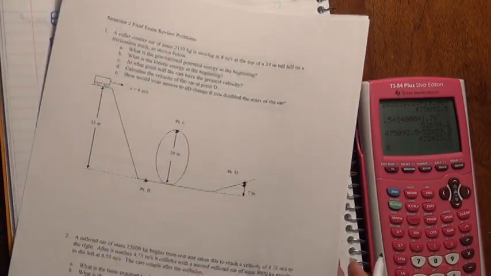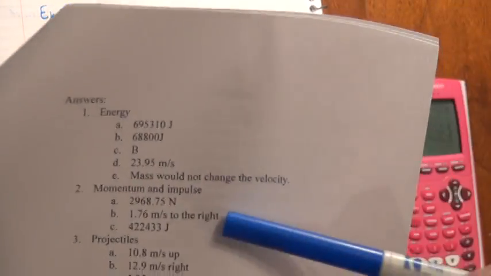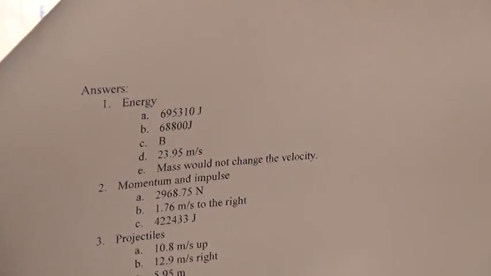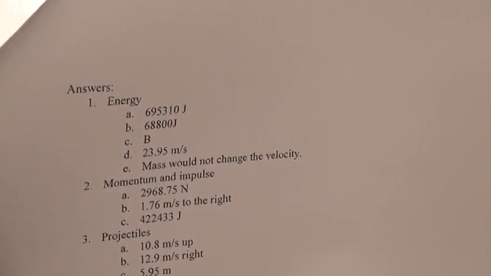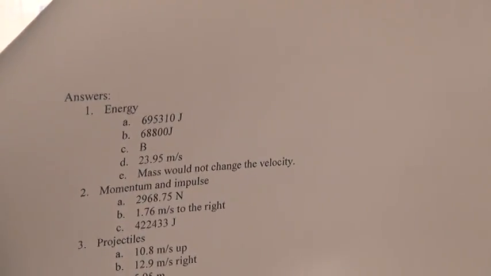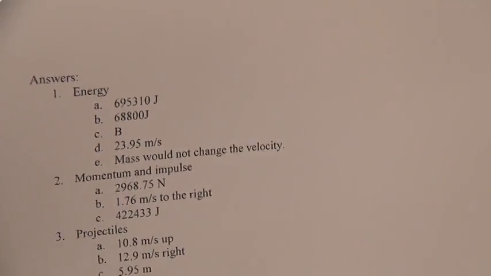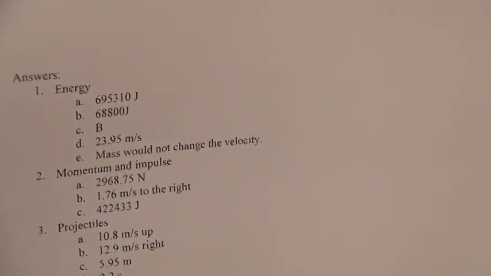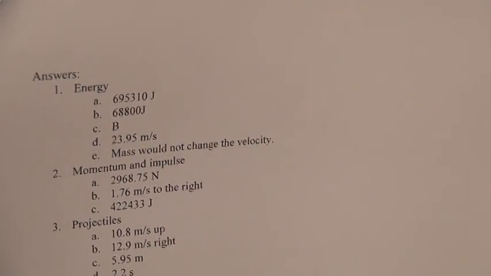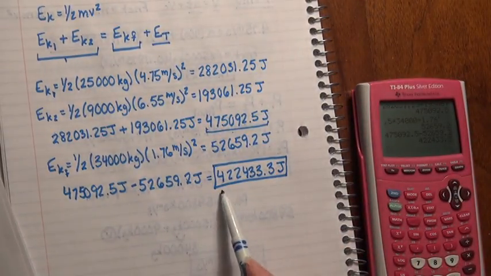And again, we can check our packet here on the last page, and we can see that right here we have the force needed to change the velocity of the first car as 2,968.75 newtons. We have the velocity of the cars after the collision as 1.76 meters per second to the right, which we should specify, although because it is positive and we used it to calculate momentum and ended up with a positive number, we can say that it went to the right. If it had been a negative number, it would have gone to the left. And then we have last that 422,433 joules is the amount of energy lost in the collision, which we have calculated right here.